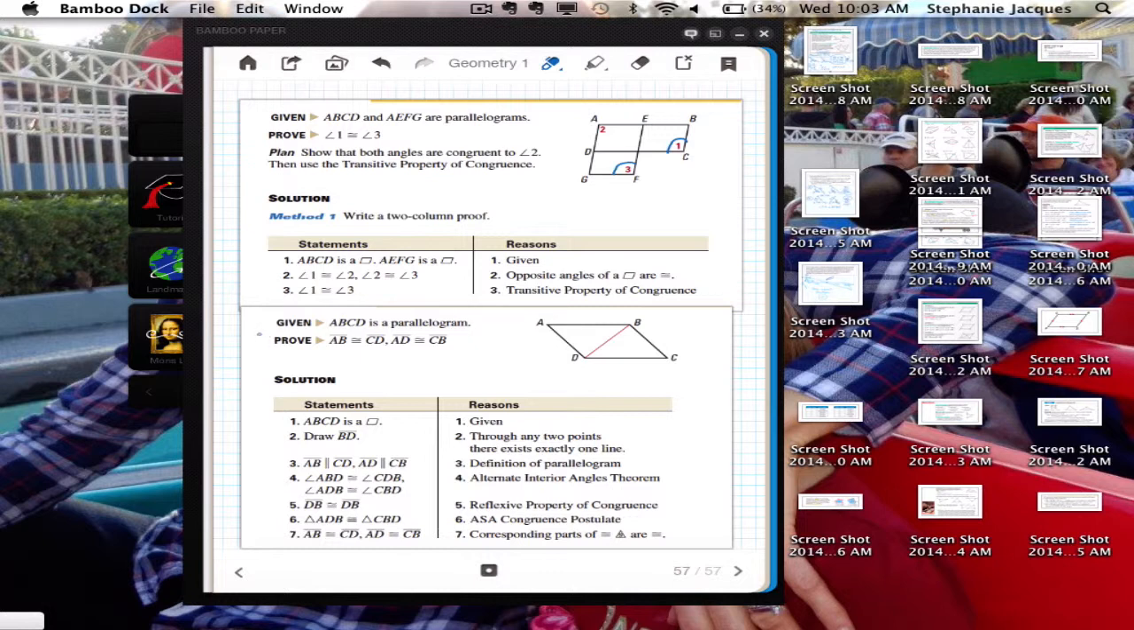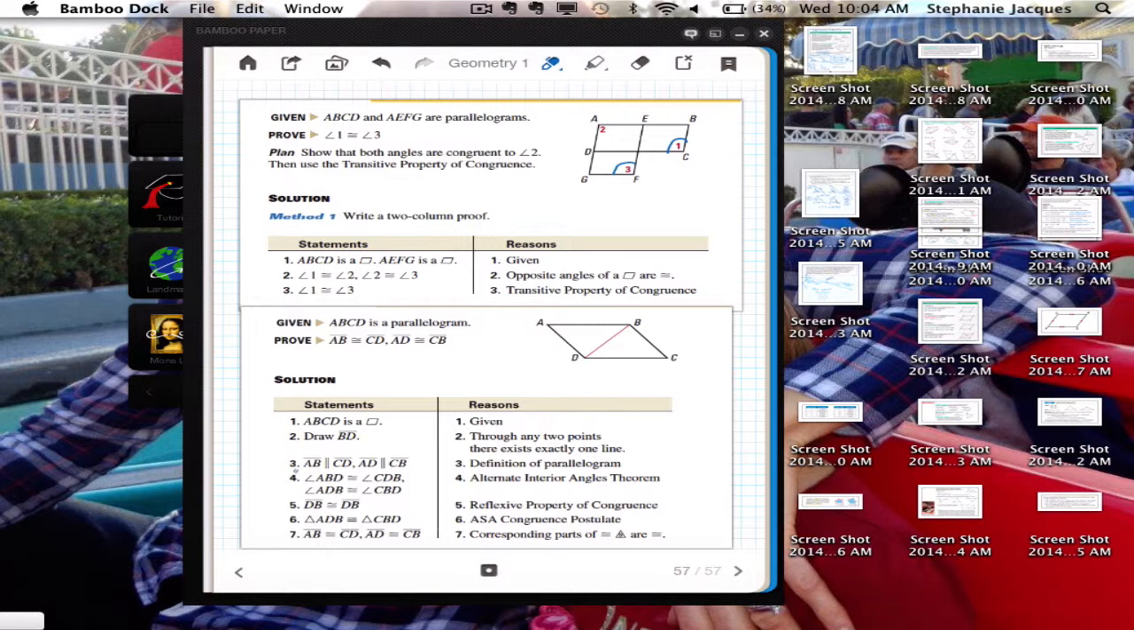Here's another example of a proof. Given is ABCD is a parallelogram, and they want us to prove that line AB is congruent to CD, and AD is congruent to CB. So let's start out. We just state our given, ABCD is a parallelogram, given. Then what they did was they drew the diagonal from B to D, and what they said is that through any 2 points there exists exactly one line. So you can always draw a line between 2 points and use that as your reasoning.